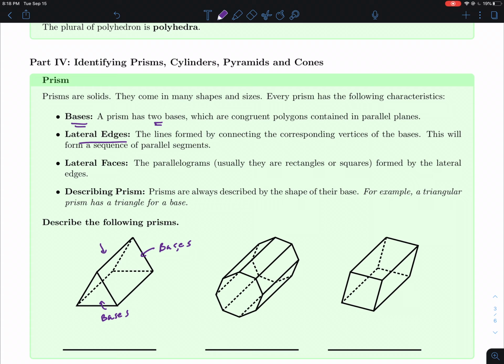Now the lateral edges, these are the lines that actually connect the bases together. So like on this first one, we've got three lateral edges. We've got this one, we've got this one, and then we've got the dotted one that's kind of behind there that we can't actually see. So those would be our three lateral edges. And then the lateral faces, those are going to be typically rectangles or squares that are formed by those lateral edges. So like in this case, this guy would be one. There's one down here, and then there's one kind of on the backside that we can't actually see.